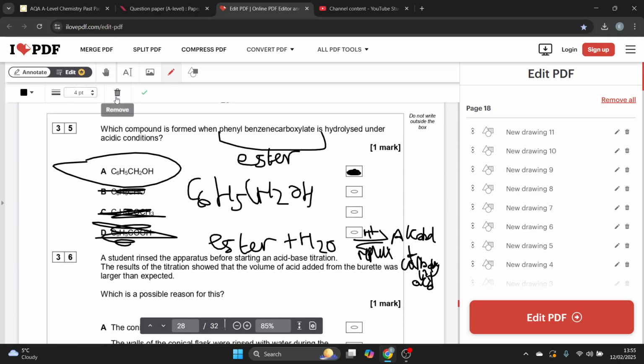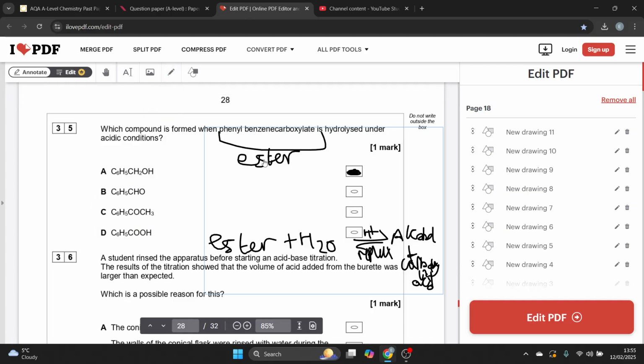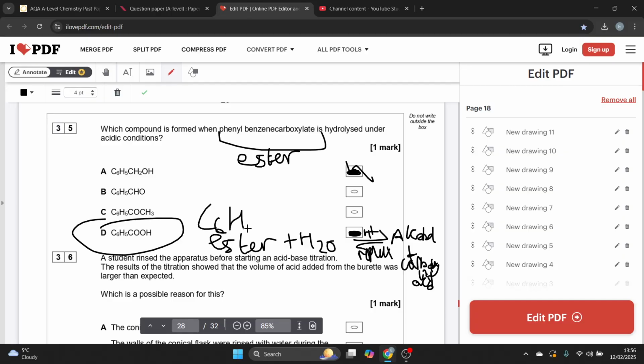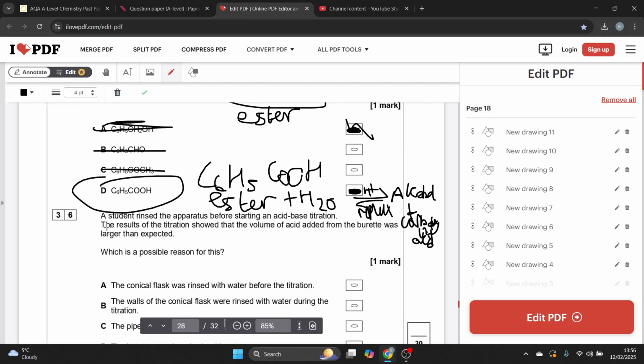Let's have done a mistake. Phenyl benzene carboxylate. Yeah, never mind. I won't form that. I will form D, C6H5COOH. Definitely not that. There's a 50-50 chance it's not going to be that. It's going to be C6H5COOH.